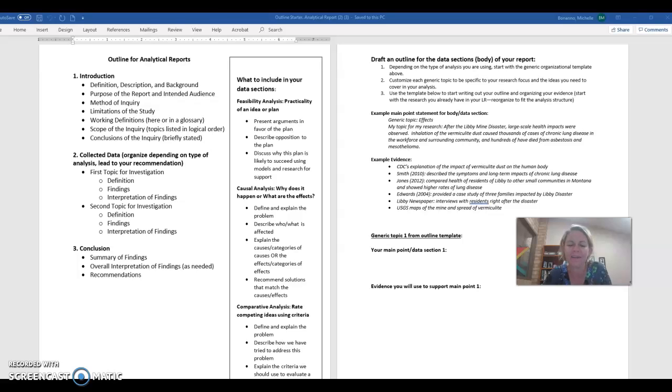Congratulations, everyone. You are now working on the very last assignment that you will need to write for this big research unit that you have been working on for several weeks now. You are moving into the analytical report.